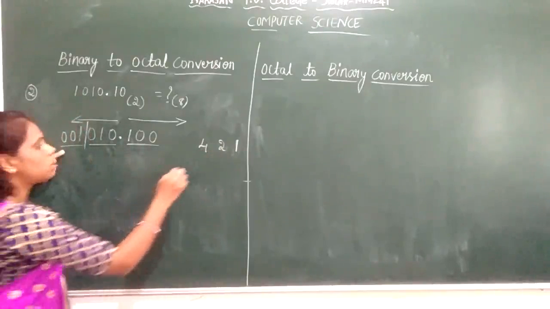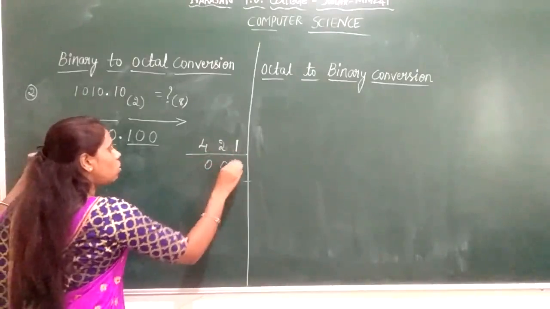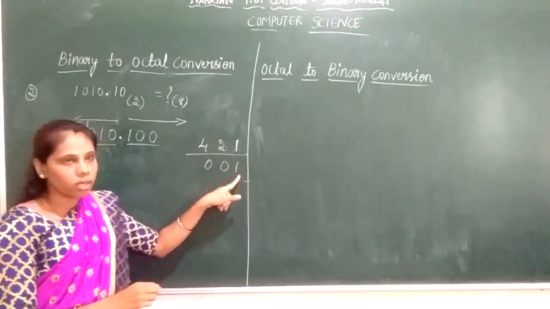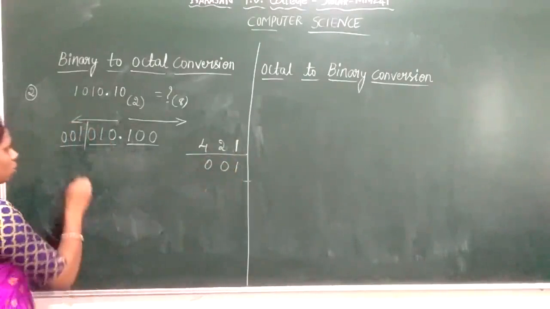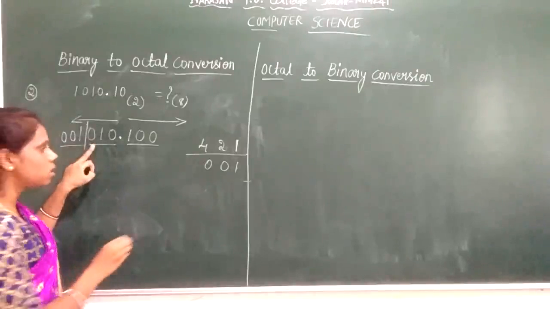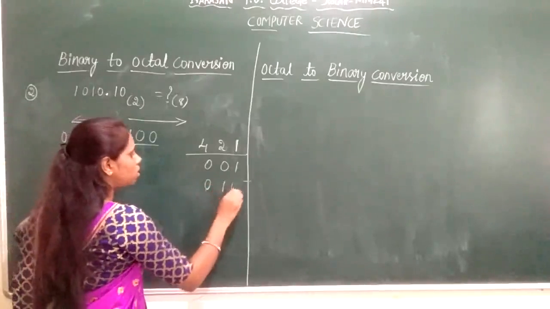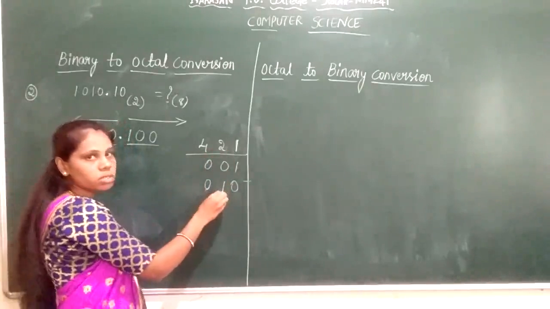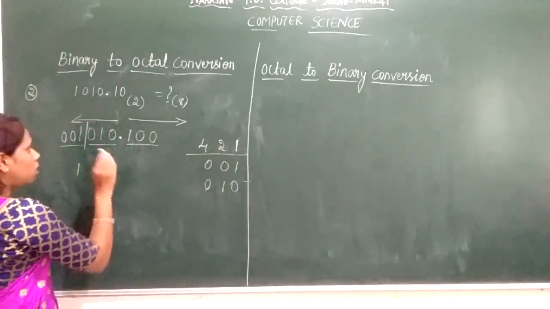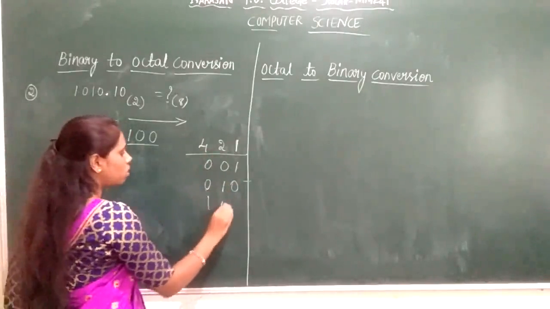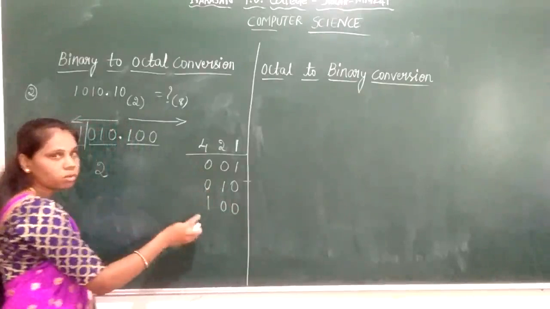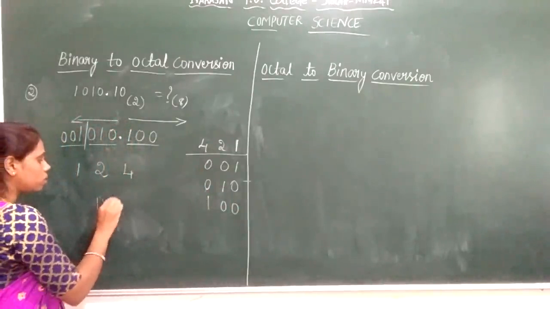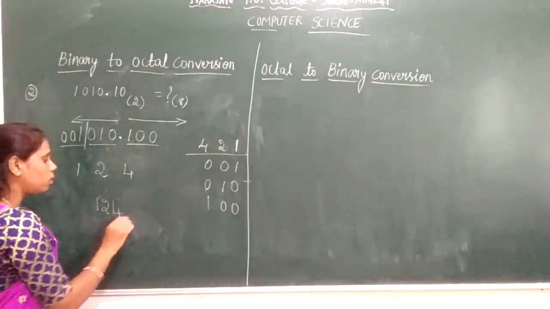Now what is this? That is 0 0 1. Where we have placed 1, it represents the value 1, so 0 0 1 is 1. Again we have 0 1 0, which shows the value is 2. Next we have 1 0 0, and the value of 1 0 0 is 4. Now combine these values, that is 1 2 4.